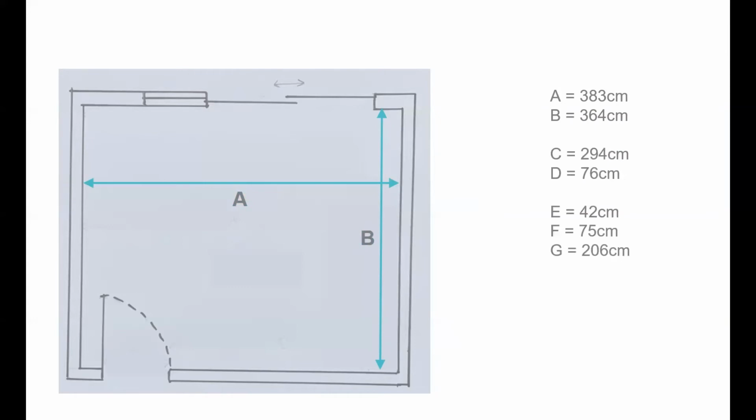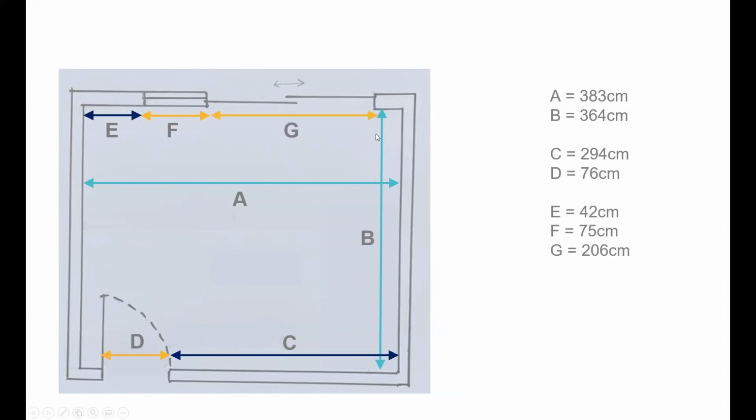And then you'll go through and do the other parts of the survey. So checking that wall and what's the distance between the one wall and the door opening, that becomes C, which is 294. And then D is the opening of the door there, which is a 76 centimetre door. And then we've got E up here, which is 42 centimetres, that little bit of wall before the window starts. And then we've got the window, which is 75 centimetres, which is F here.